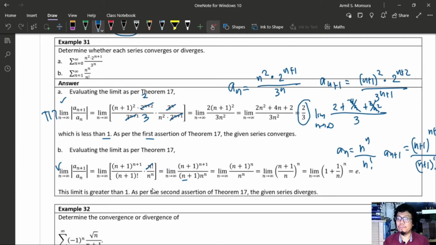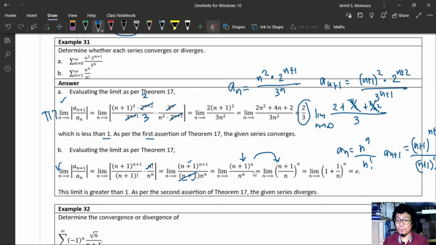And of course, we cannot cancel this out because these are powers. So what we can do is simply have this as the limit of (n+1) raised to n plus 1 over (n+1) times n raised to n. But recall that since this has the same base, I can cancel one factor of this, and then another factor of this. So what is left is n raised to n plus 1, (n+1) raised to n, which can be written this way.